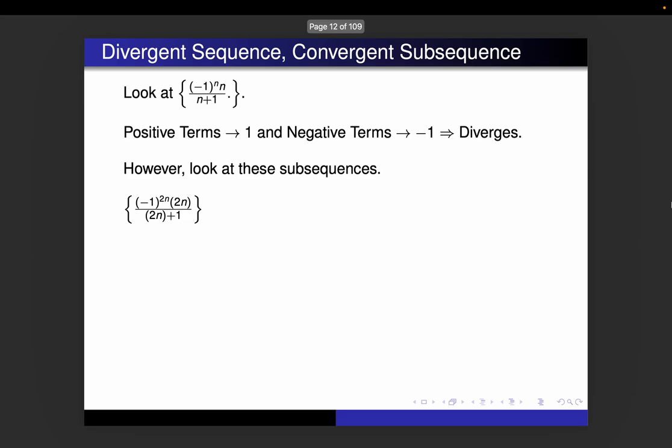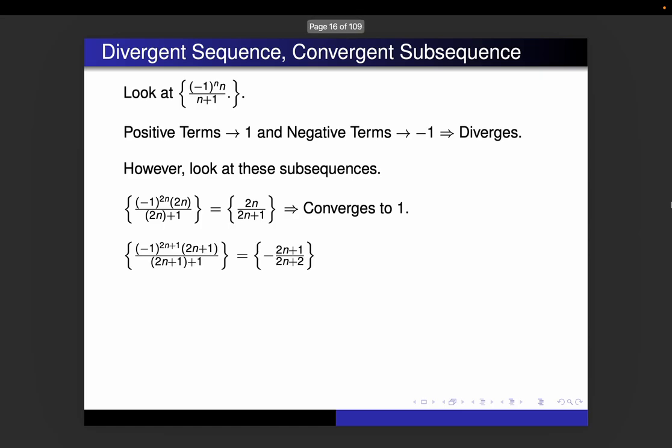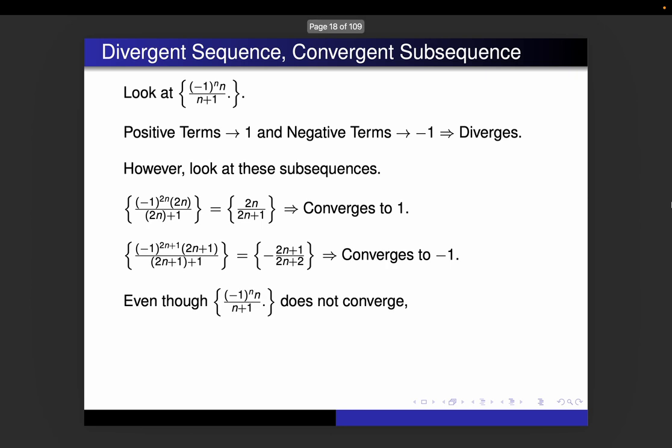If we look at all the even terms, we get the sequence 2n over 2n plus 1. That one converges to 1. If we look at all the odd ones, that gives us the sequence negative (2n plus 1) over (2n plus 2), which converges to -1. So even though the sequence itself does not converge, it does have at least 2 convergent subsequences. And in fact, it has more.